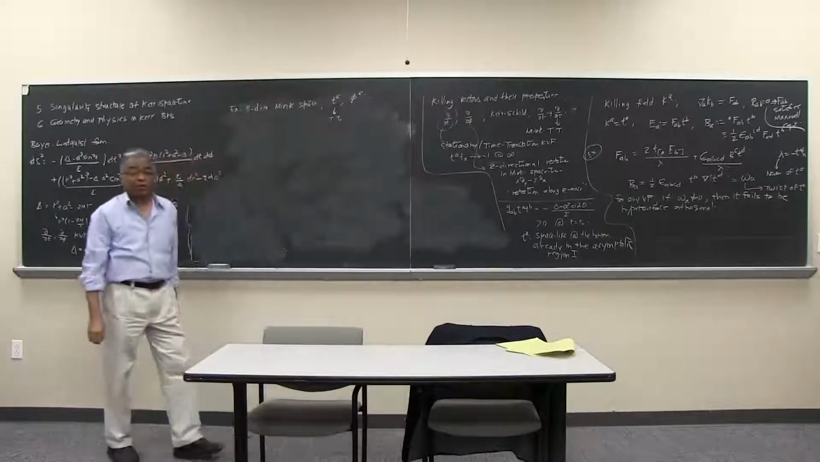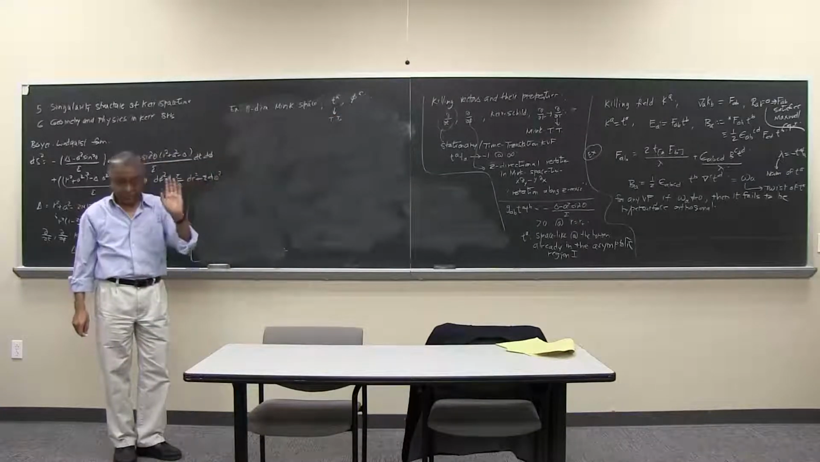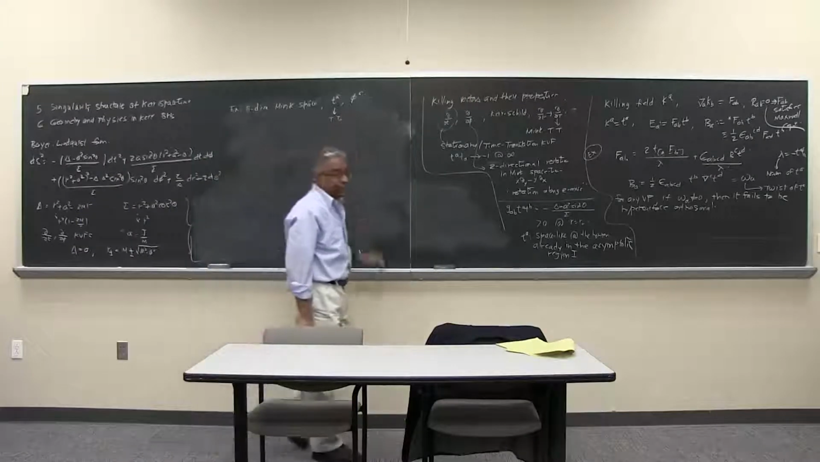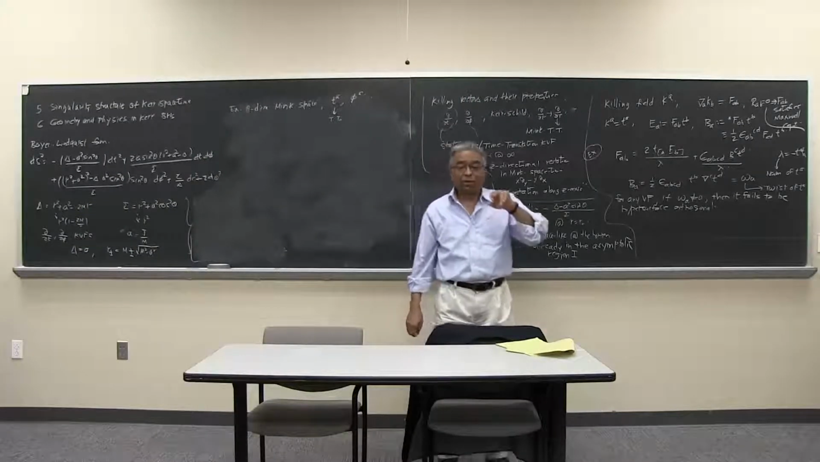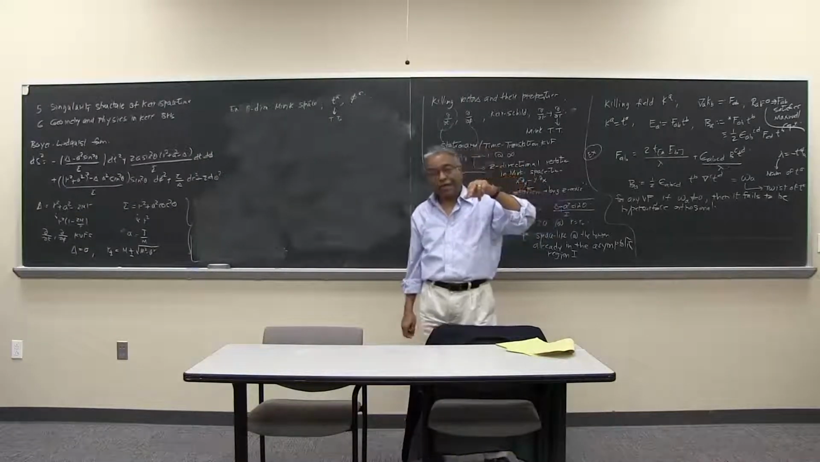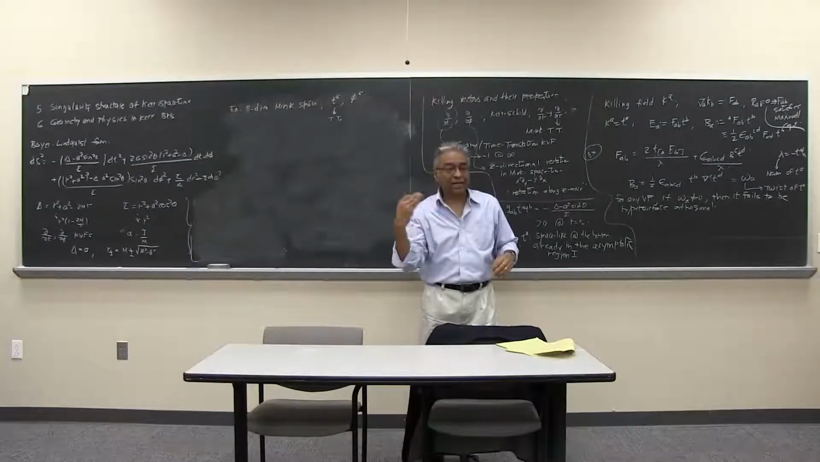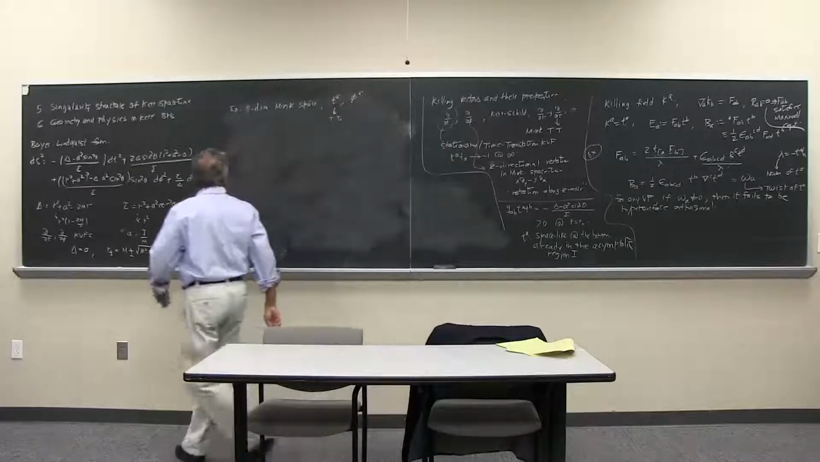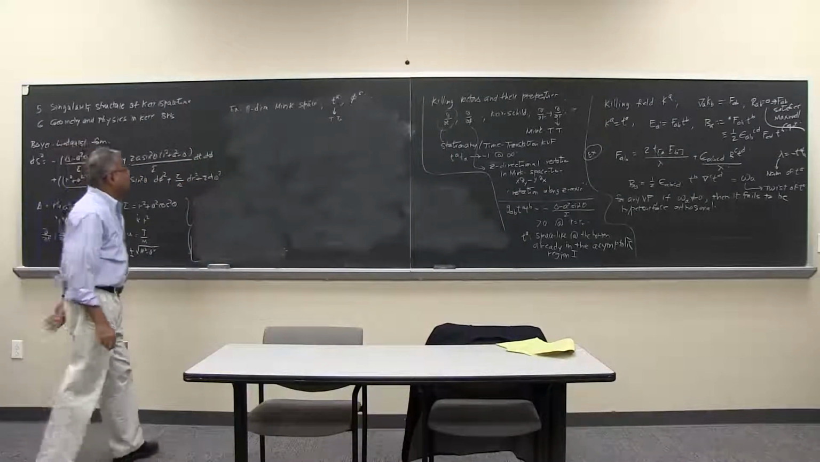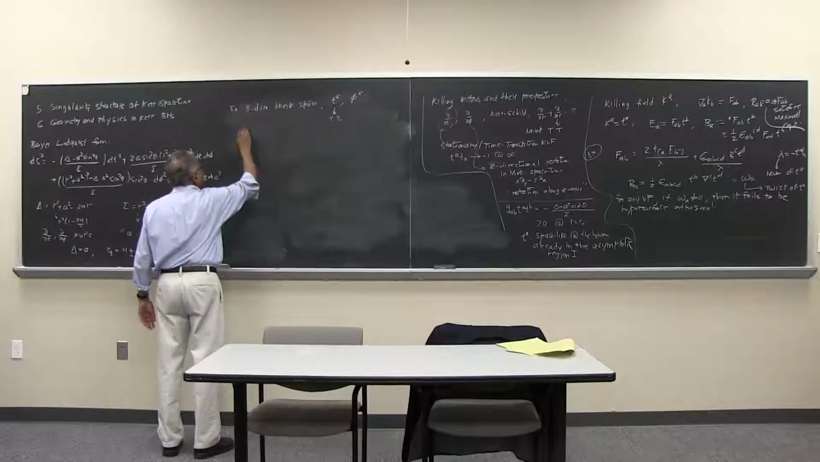In the Cartesian chart, its components are 1, 0, 0, 0. And this is a rotation. In the Cartesian chart, its components are: the t component is 0, the x component is minus y, the y component is x, the z component is 0. So that's the rotational vector field that we will have up here, in three-dimensional Minkowski space. So what do the orbits of t look like? Well, they just look like that.